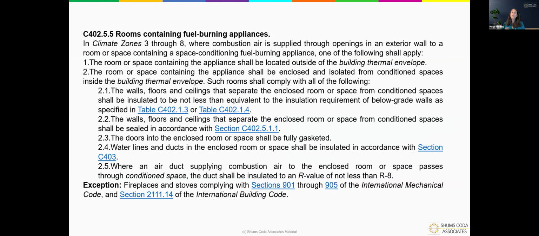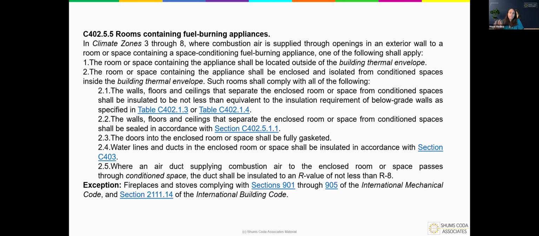The other one is rooms containing fuel-fired appliances. So if you have fuel-fired appliances and you are actually bringing outside combustion air and you have a high-low or high, however you're doing it, and you're dumping outside air into that building for combustion for that fuel-fired appliance, you are going to have to do one of 2 things. One, either have that space completely outside of the thermal envelope, or you're going to thermally isolate that room from the rest of the building. So that means insulating walls, ceiling, floor to the values that you find in the table. The doors will have to have a gasket and they can't be louvered. And then any lines or ductworks that are going in and out of that room will also have to be insulated.